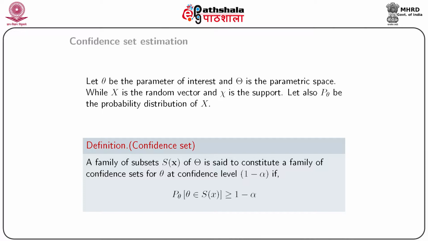First, we shall introduce the idea of a confidence set. Let theta be the parameter of interest and script theta the parameter space. Let capital X be the random vector with script X the support of the distribution of X. Let P theta be the probability distribution of X. Now we define a confidence set. A family of subsets capital S of x of script X is said to constitute a family of confidence sets for theta at confidence level 1 minus alpha if the probability under theta that theta belongs to S of x is greater than or equal to 1 minus alpha.